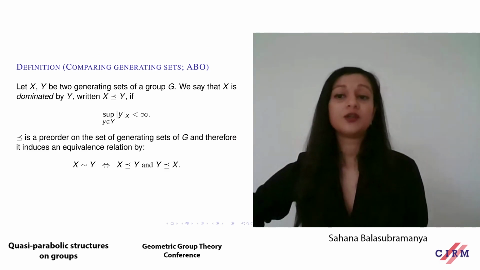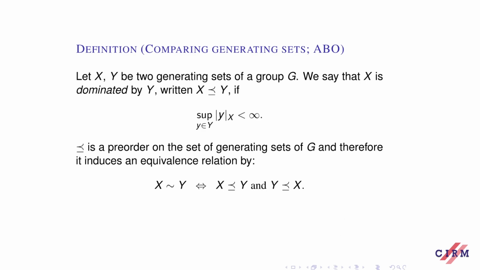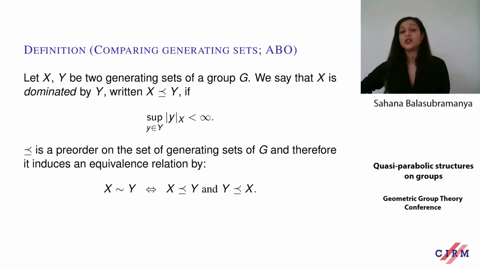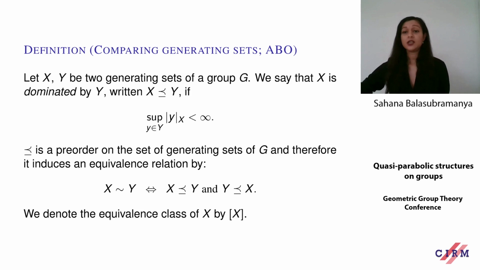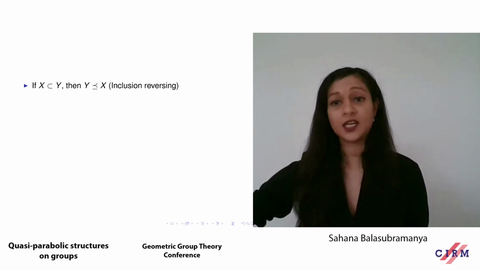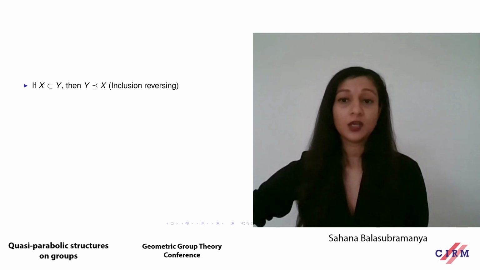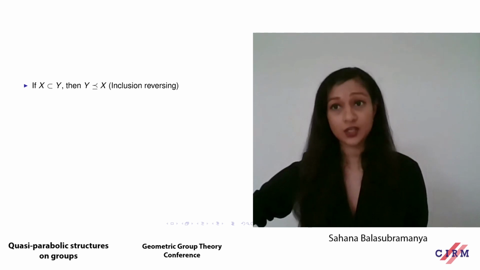And every pre-order gives rise to an equivalence relation in exactly the same way. So we say that X and Y are equivalent as generating sets if they each dominate the other. And the natural thing to do once you have an equivalence relation is to collect the equivalence class of any generating set, which we'll denote by the use of these square brackets. So what are some things to note about this dominance relation? Well, the first thing to note is that it is inclusion reversing. So the larger my generating set, the smaller it is in this dominance relation.